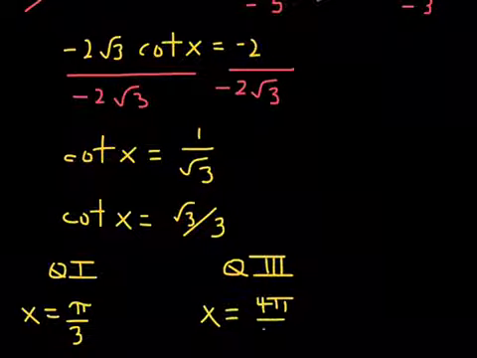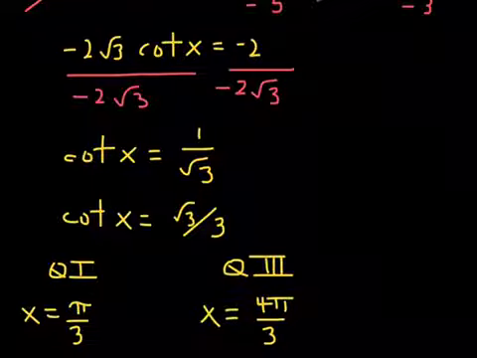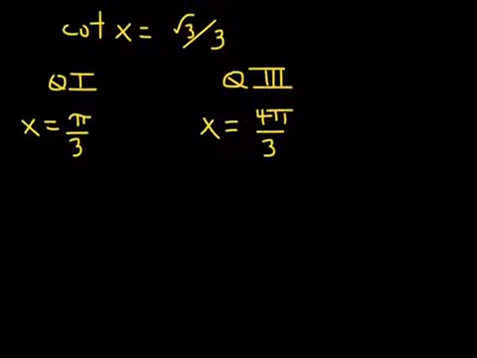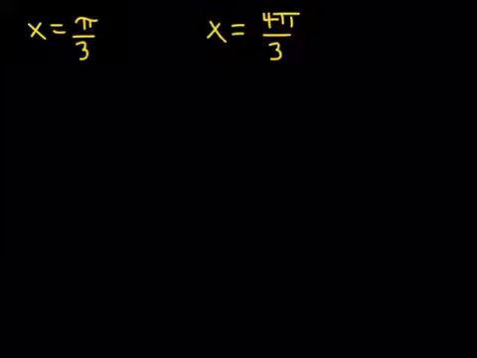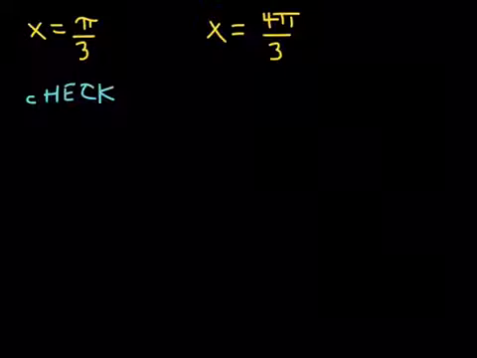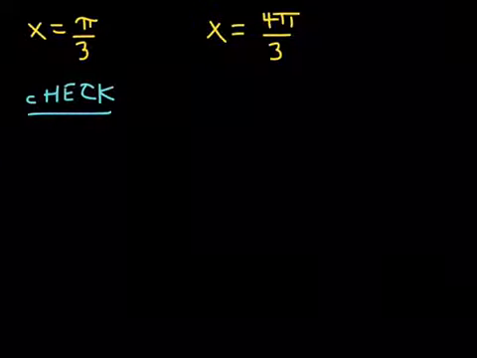pi over 3. Okay, I'm tempted to say these are my final solutions, but don't forget how we got here. We squared both sides. And you should remember from your algebra studies that whenever you square both sides of an equation, it's likely that you've introduced extraneous solutions. So please remember that whenever you square both sides of an equation, always check your work. So you're going to see me plug my values into the original statement and see if it really works.